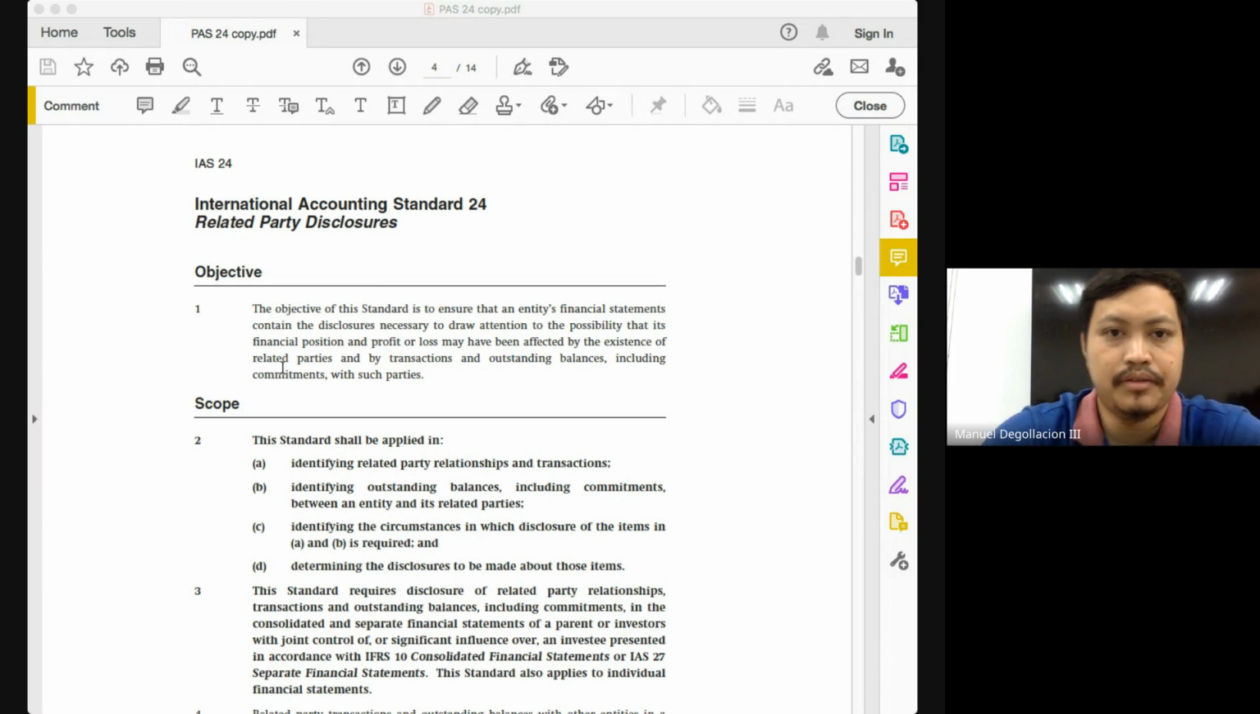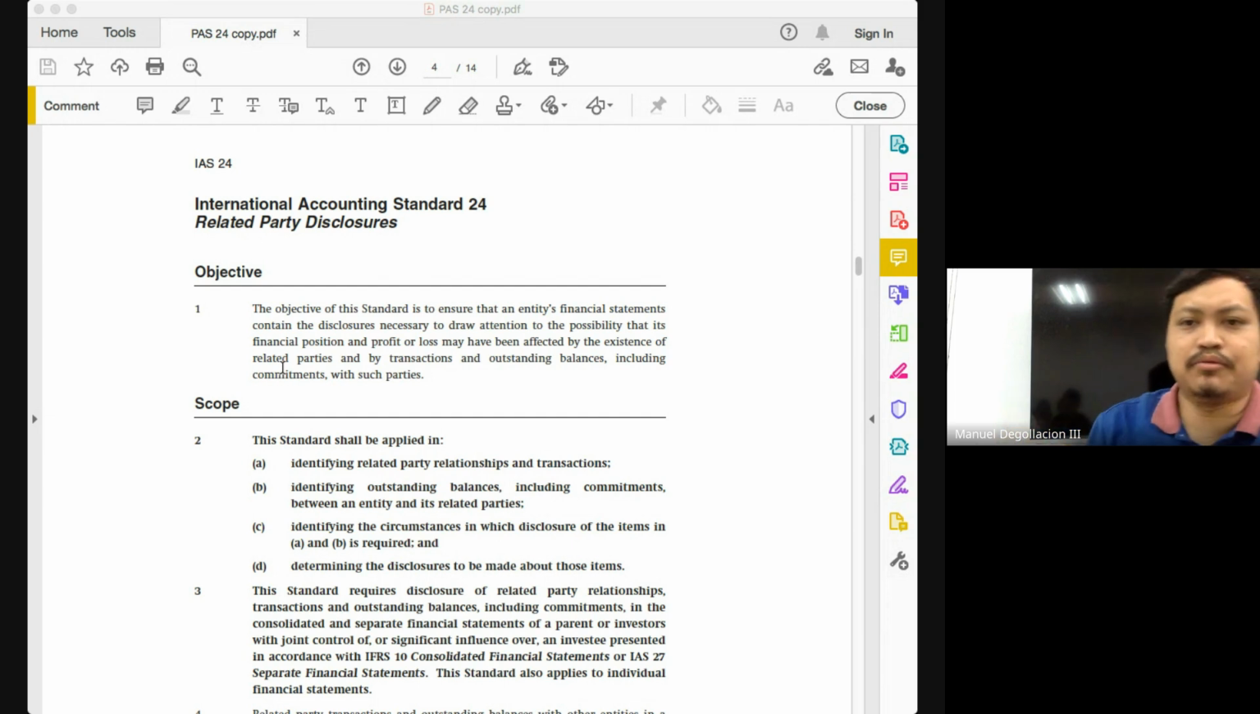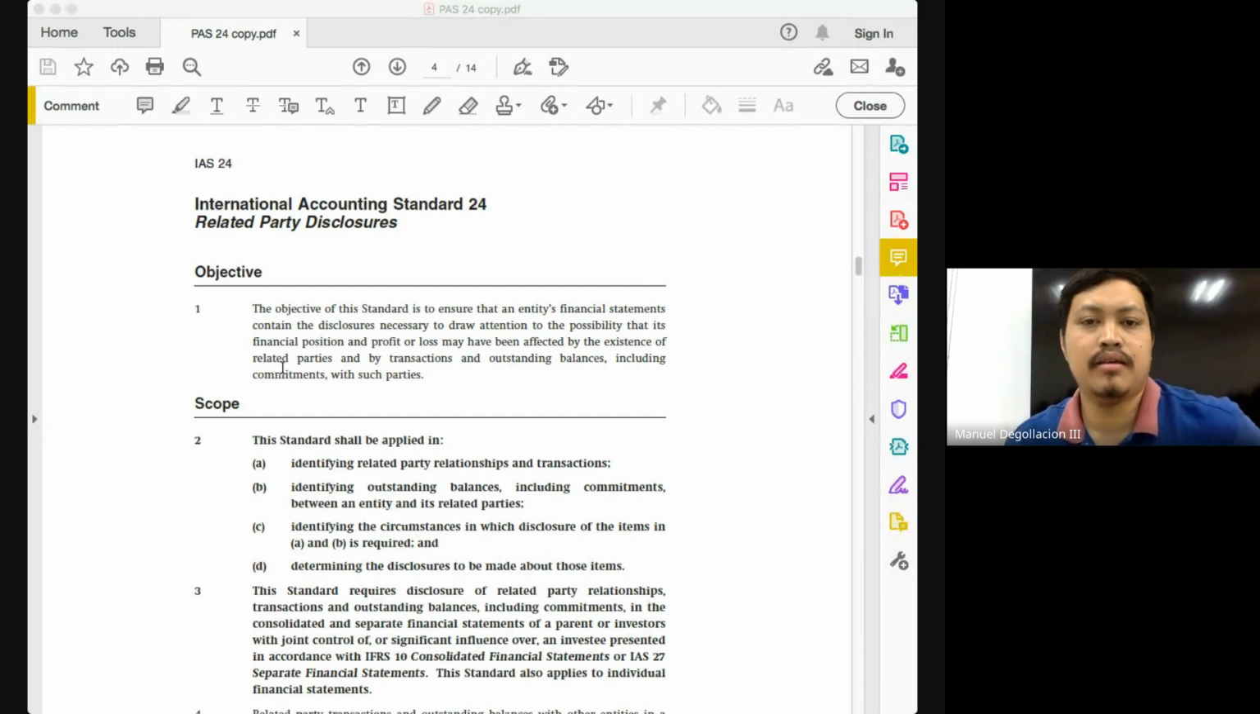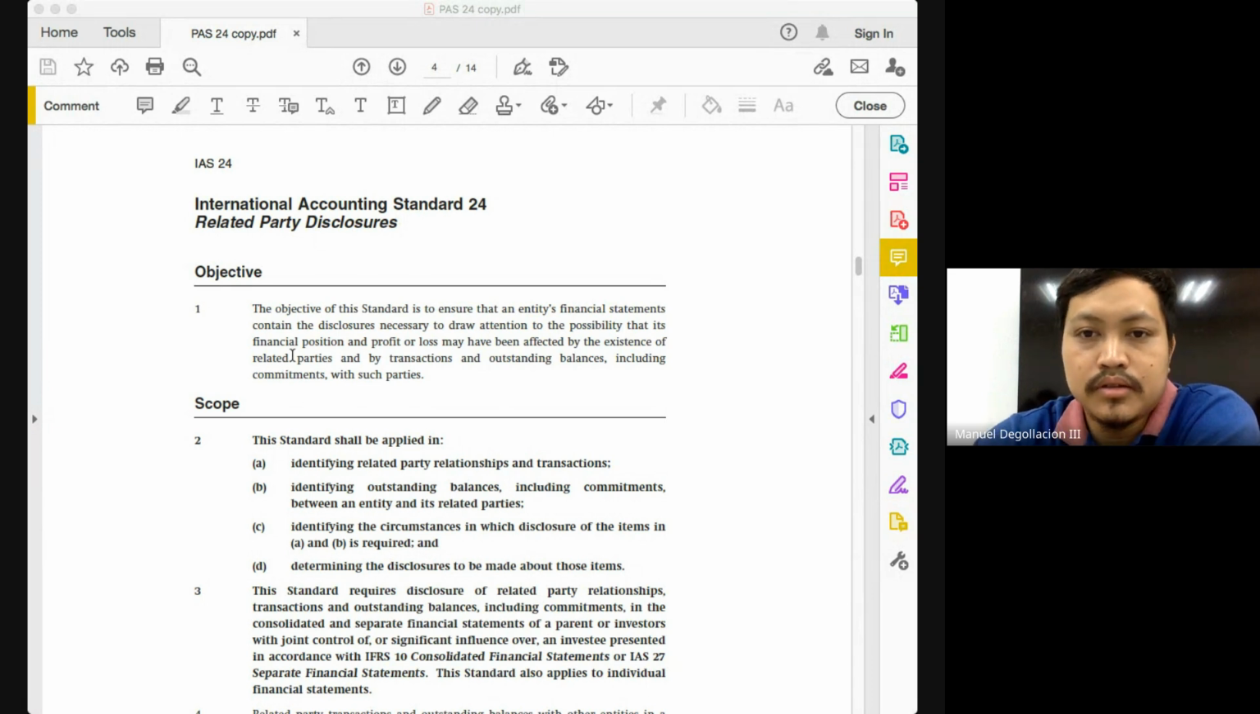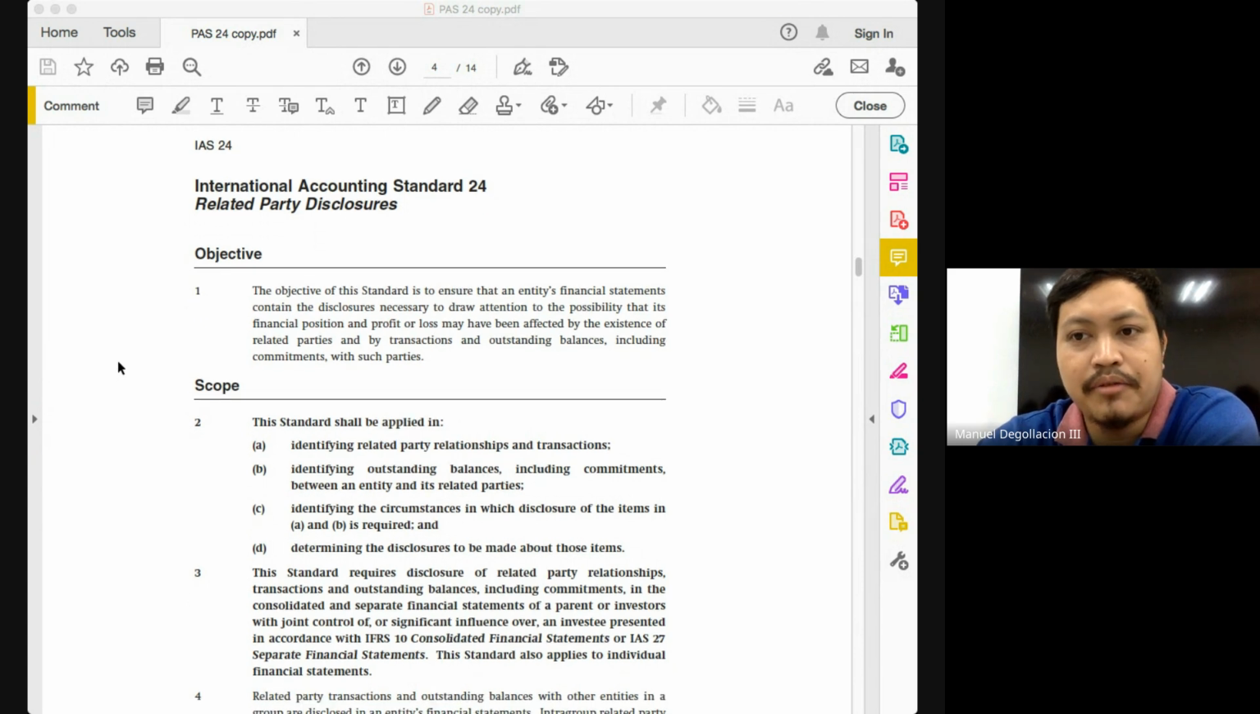So let's start with PAS 24 class. This would be principally a topic that would only result in theory questions. So our takeaway from this standard class should be just few and simple. Number one, that we should understand why the standard requires additional disclosures for transactions between related parties.